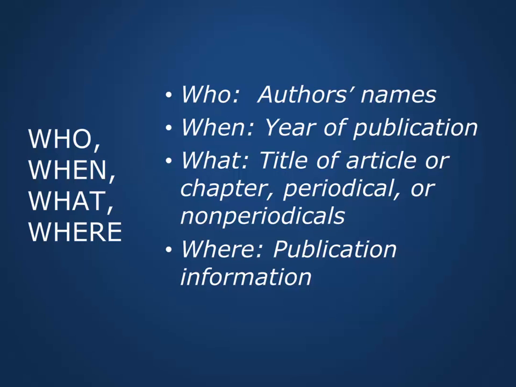The when in section 6.28 is the year of publication. The what in section 6.29 is the title of the article or chapter, the periodical or non-periodical. Use only professional scholarly journals for your citations. And the where, section 6.30, and this is the publication information, the location of the publisher.